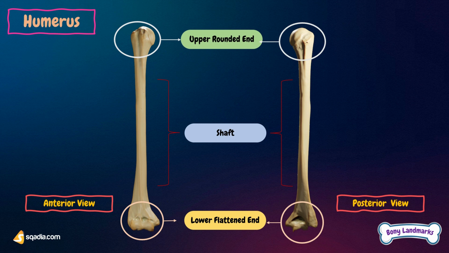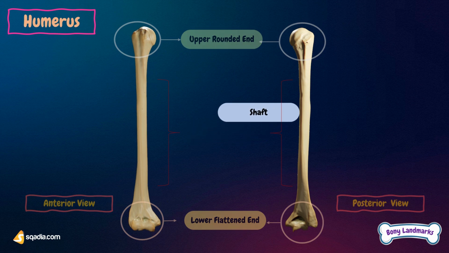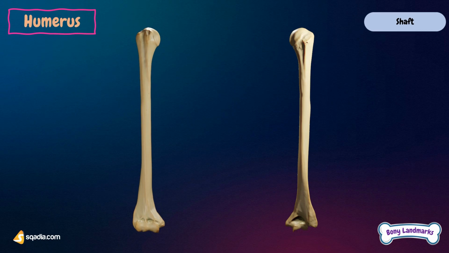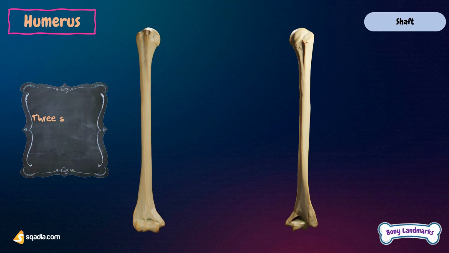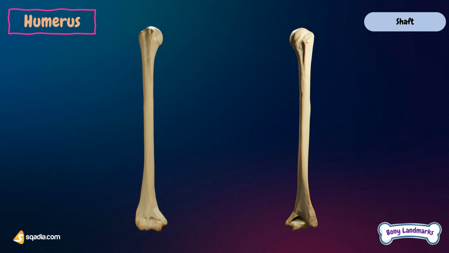Now let's talk about the shaft of humerus. The shaft is rounded in the upper half and triangular in the lower half. It has three borders and three surfaces. First, let's talk about the borders of the shaft of humerus.